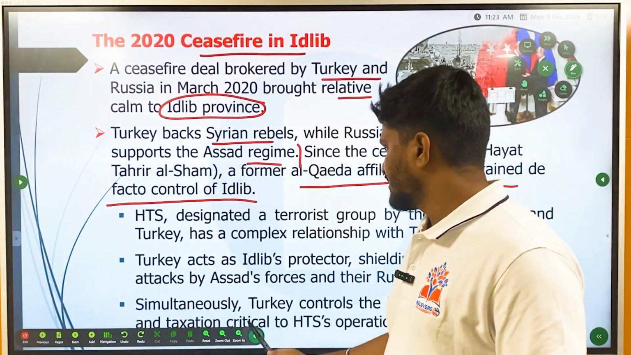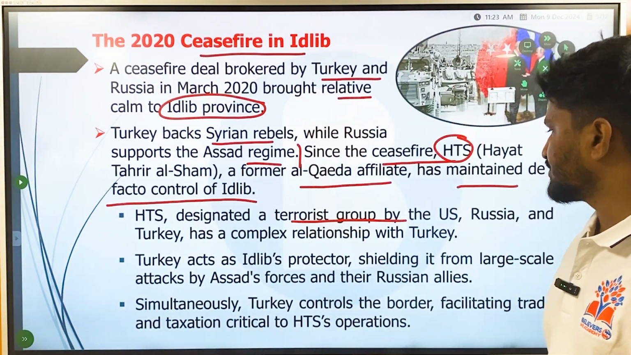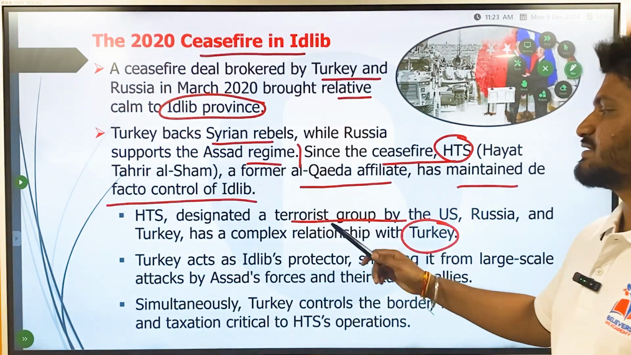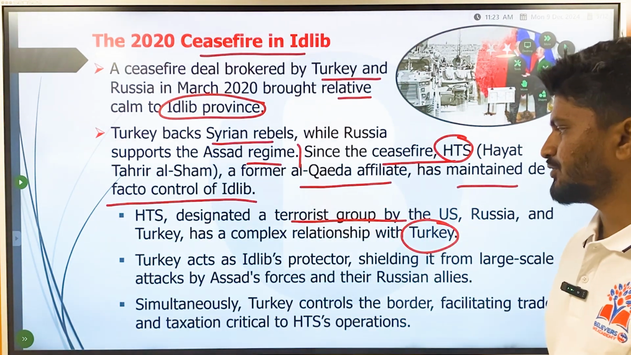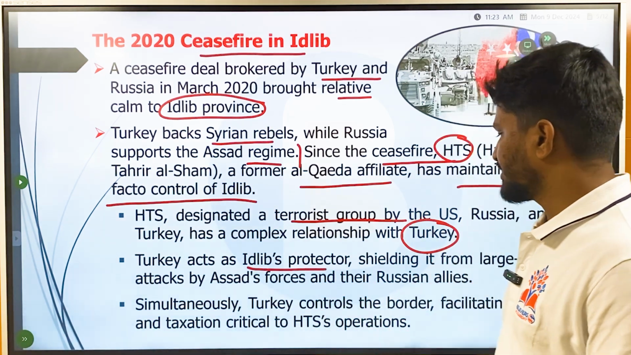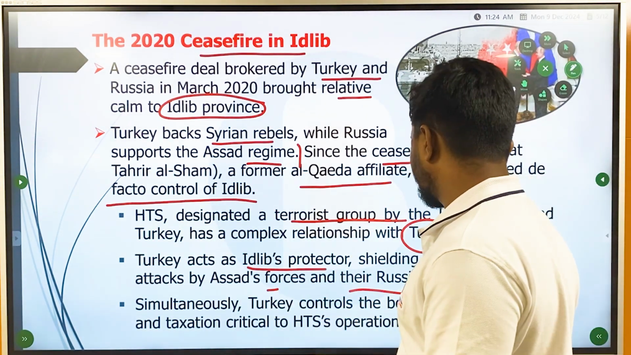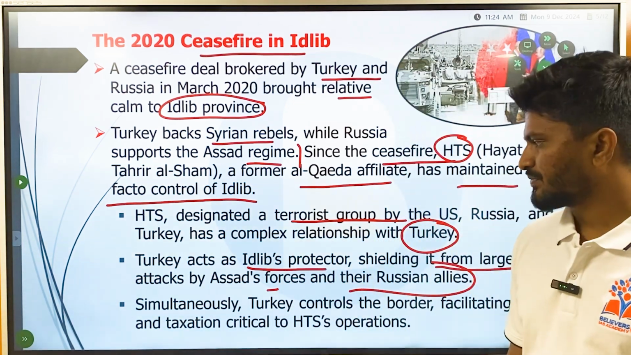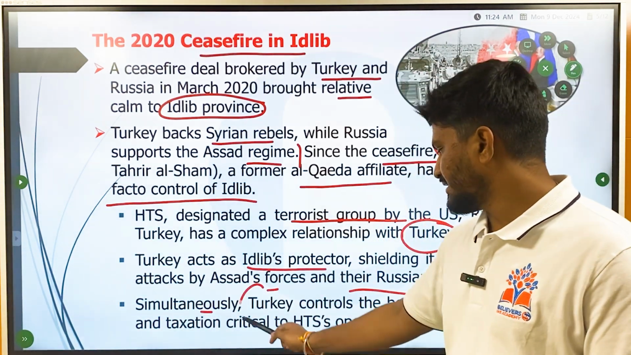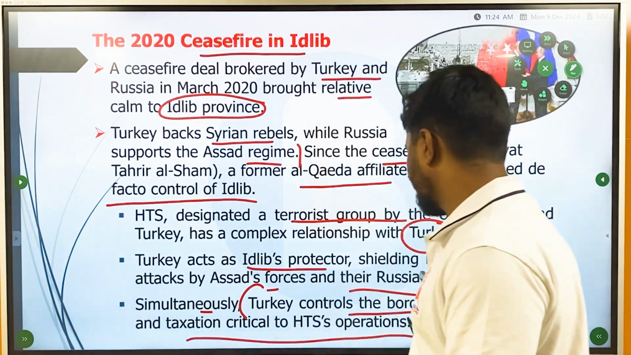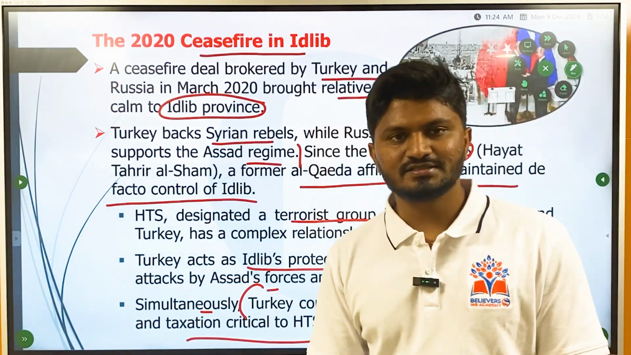Okay, what is HTS? HTS was designated as a terrorist group by the US, Russia, and Turkey, and has a complex relationship with Turkey. It has been designated a terrorist group by the United Nations also. Turkey acts as Idlib's protector, shielding it from large-scale attacks by Assad's forces and their Russian allies. Okay, and simultaneously, Turkey controls the border, facilitating trade and taxation critical to HTS operations. So Turkey has complex relations.